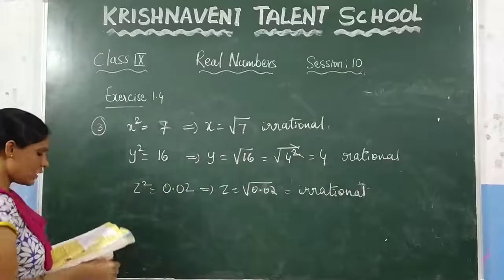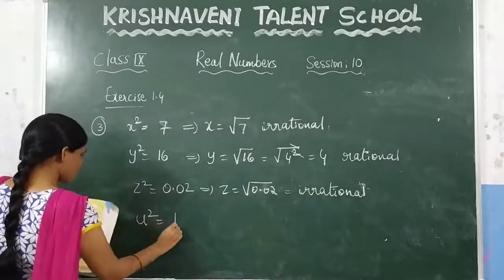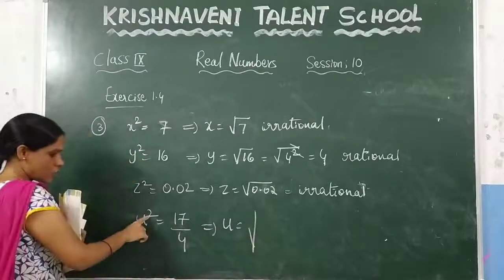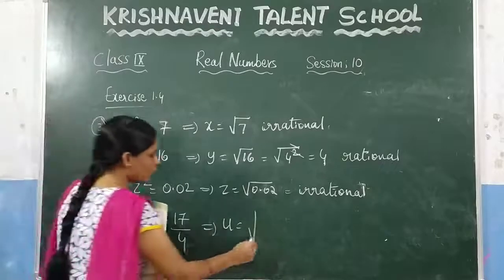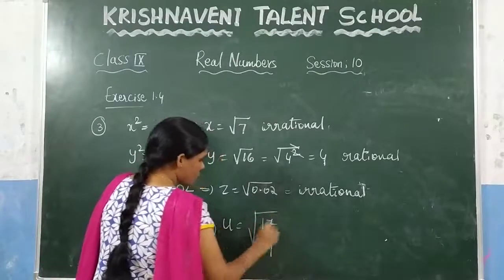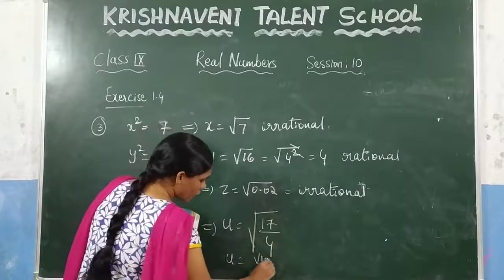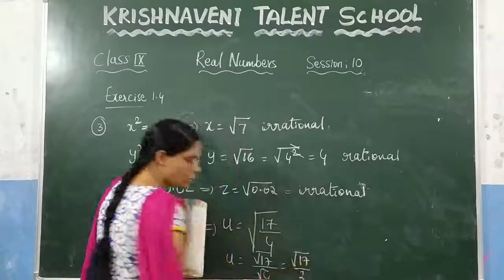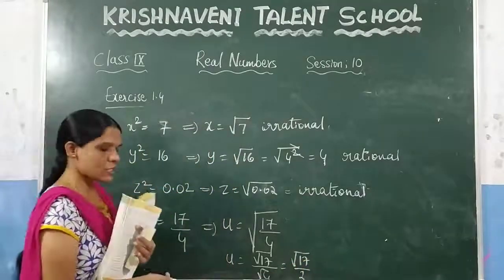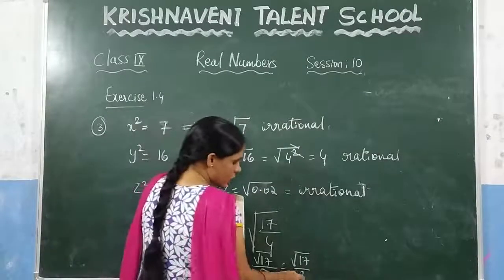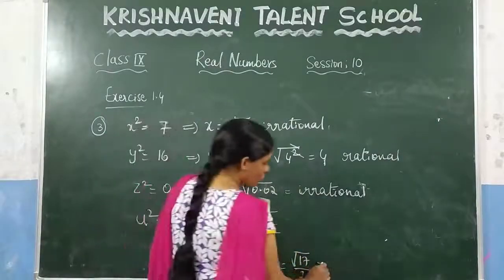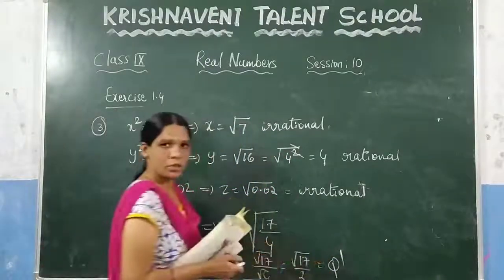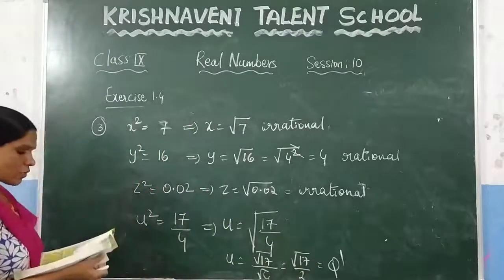And after that the next question, u square is equal to 17 by 4. Here you need to find the value of u, so that if the square goes to the right hand side, it will become root. You will get root 17 by 4. And this you can write as root 17 by root 4. And what is the value of root 4, which is nothing but 2. You know that the square root of 4 is nothing but 2. And again here one is a rational number and the other is an irrational number. So you will get the result as an irrational number, and the irrational numbers are denoted by the letter Q dash. Now see the next question.